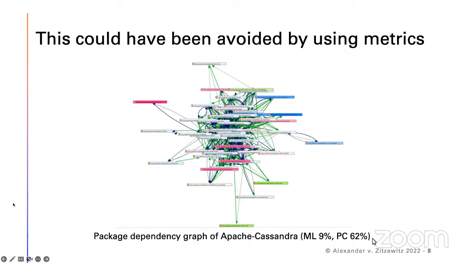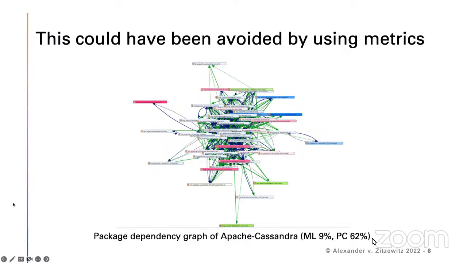Maintainability level, ML, is at 9% for that software system. 9% of a possible 100%. 100% would be the perfect score. 0 would be the worst possible score. And we're pretty close to 0 here. It couldn't get much worse. But of course, over time, let me tell you, it got even worse.